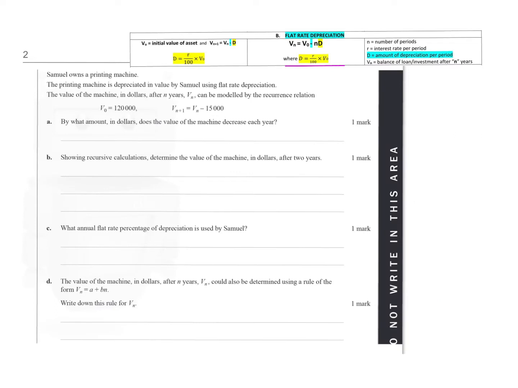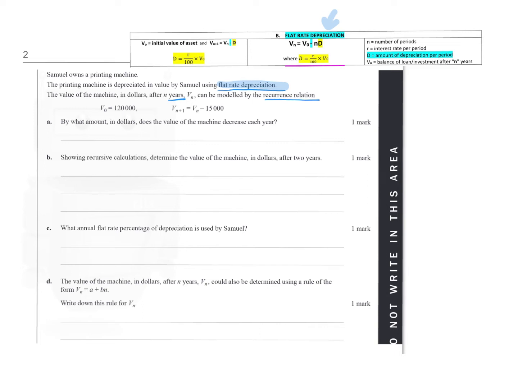Okay, Sam owns a printing machine. The printing machine depreciates by using a flat rate depreciation. So you can see I've gone to my formula sheet and found flat rate. Okay, so as I said, it says flat rate, so we know we can go to the flat rate formulas. So it goes, the value of the machine in dollars after n years. So this is a yearly formula. Can be modelled by the recurrence relation.